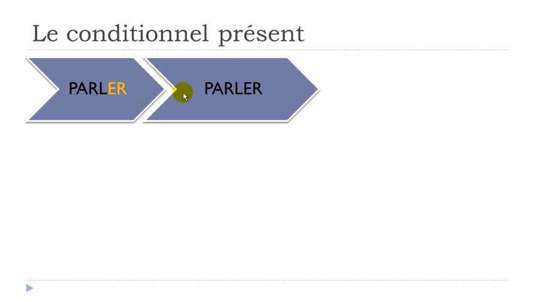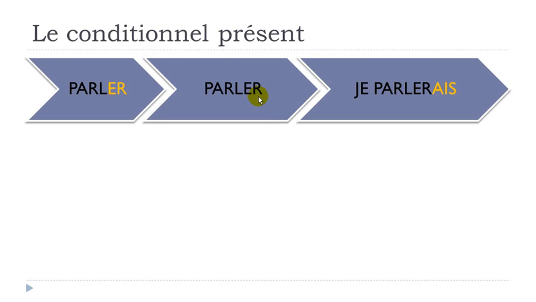You will keep it like that, and based on this form, after that you will add the endings, okay? And for je, the ending will be AIS, okay? So you don't need to modify your infinitive form. The basic form goes there, and right after you just add the ending AIS, and you get je parlerai. All right, so it's quite simple.